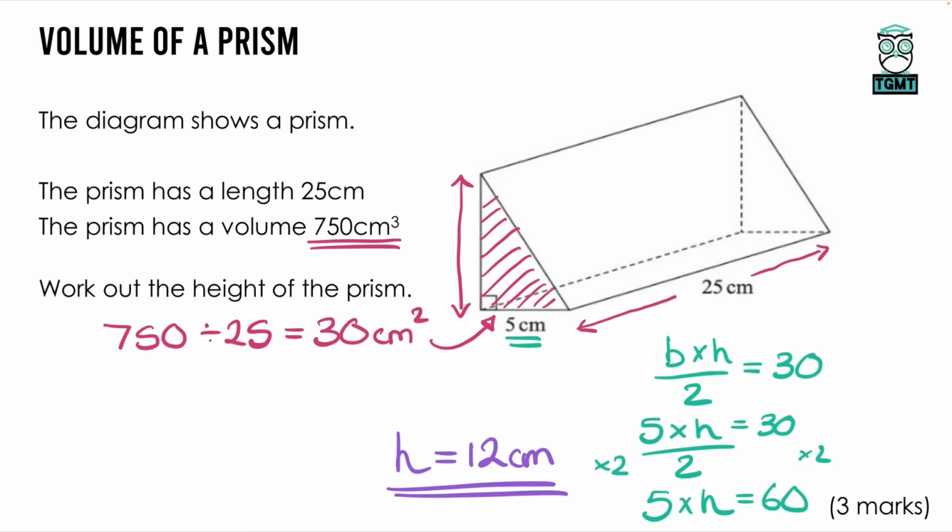And if you want to check it, you can always put it back in on the diagram and then work out the volume. So 12 times 5 is 60, divided by 2 is 30. And we already know that when we times that by 25, we get 750.